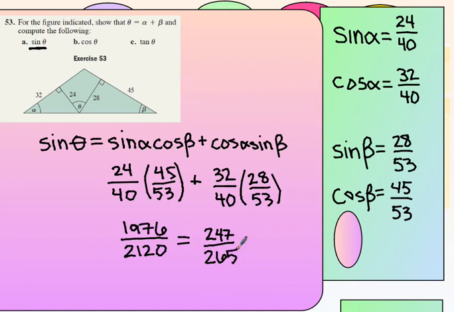Lots of steps. Be patient with it. You guys are capable of it. It's just kind of a long process. But now you know how to use the sum and difference identities to help you find any values for sine and cosine.